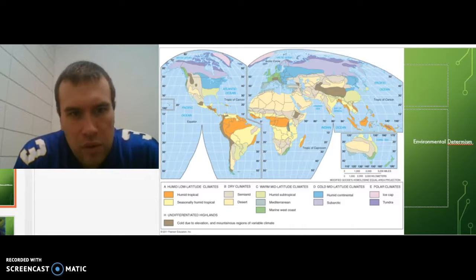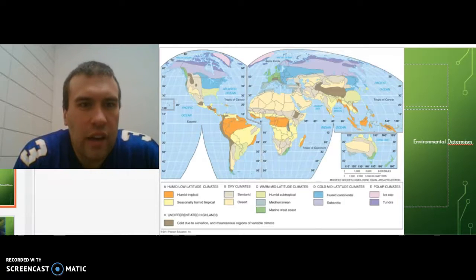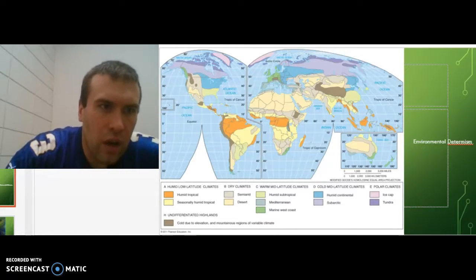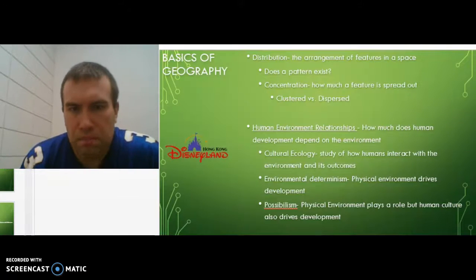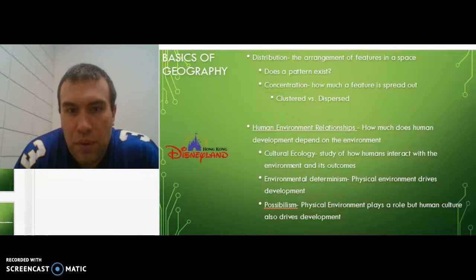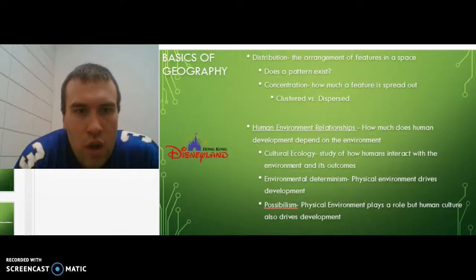This is not well accepted today by geographers, who would say that basically if you're not in a good climate, you're not going to have any sort of success. Well, that goes against the belief of possibilism. Possibilism is where the physical environment plays a role, but human culture also drives development.